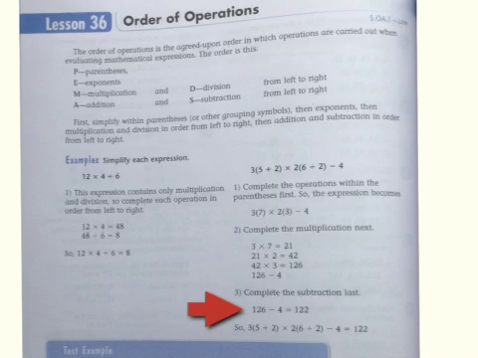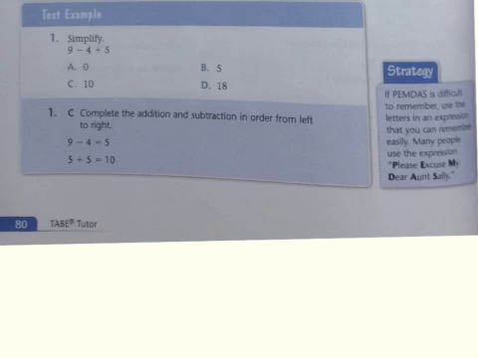So let's look at our test example. In our test example, it just plainly says to simplify. So we have subtraction and then addition. We're just going to subtract: 9 minus 4 is going to give us 5. And then 5 plus 5 is going to equal 10. So our answer is going to be C. It says complete the addition and subtraction in order from left to right.